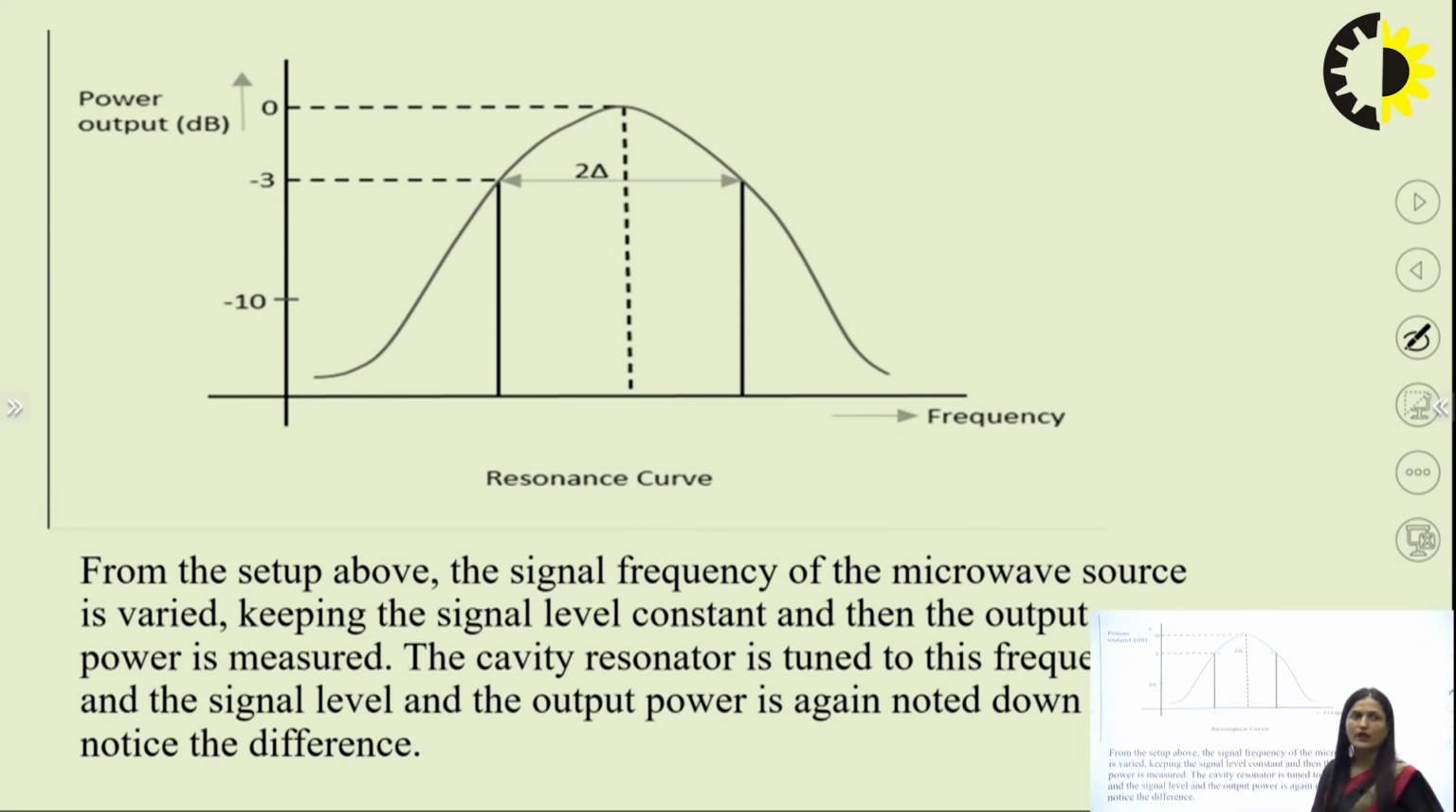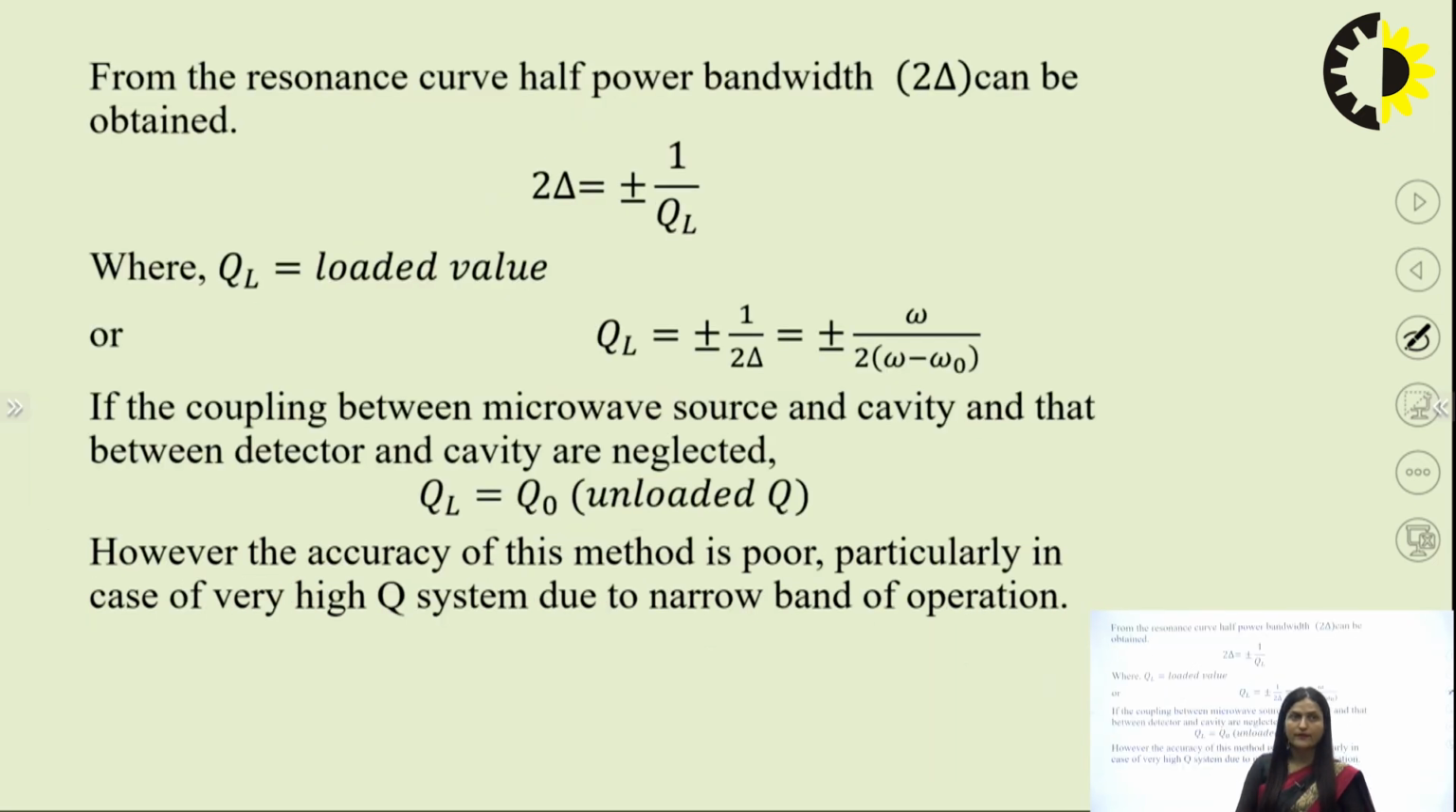So from the setup, the signal frequency of the microwave source is varied, keeping the signal level constant, and then the output power is measured. The cavity resonator is tuned to this frequency and the signal level, and the output power is again noted down to notice the difference. So from the resonance curve, the half power bandwidth, which is at the minus 3 dB, 2 delta, is equal to plus minus 1 upon QL.